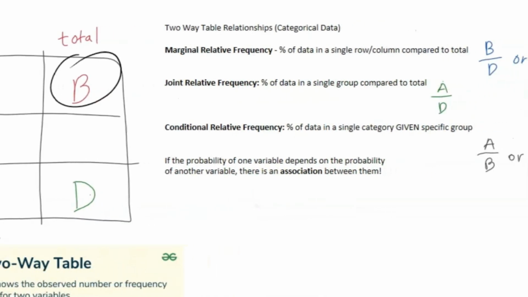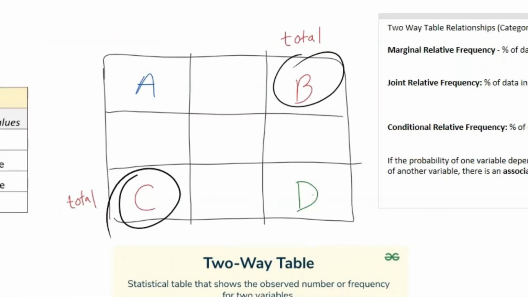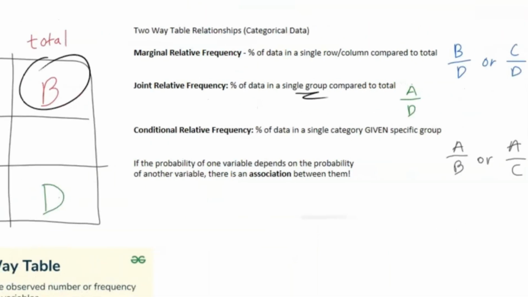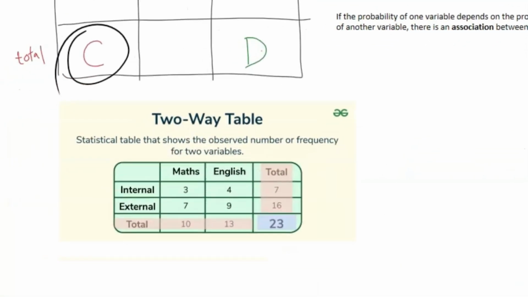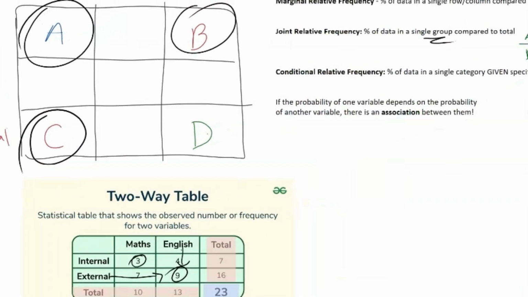The next thing we're going to look at is joint relative frequency. That's a percentage of data in a single group compared to the total. Group here might be a little confusing; we're just going to look at A, right? That's a singular intersection between certain variables. So that's A over D. If we look in our two-way table with actual variables, that's something like math internal, so that'd be 3 over 23. Or maybe we want to look at external English. We look down English, external, so that's 9 over 23.